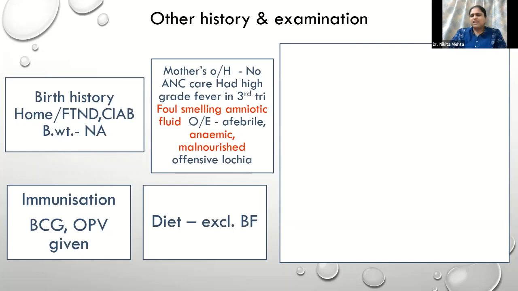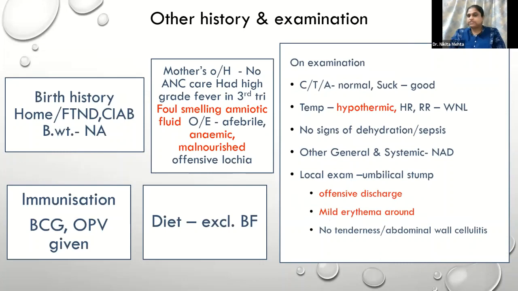The child's immunization was done on day 3, BCG and OPV were given, and the neonate was on exclusive breastfeeding. On examination, cry, tone and activity were normal, suck was good, but because of loss of subcutaneous fat stores, the baby was hypothermic, otherwise vitally stable, with no signs of dehydration or sepsis as yet. Other general and systemic examination was NAD. On local examination of the umbilical stump, we saw offensive discharge and mild erythema around, but there was no tenderness or abdominal wall cellulitis, which was a reassuring sign for us.